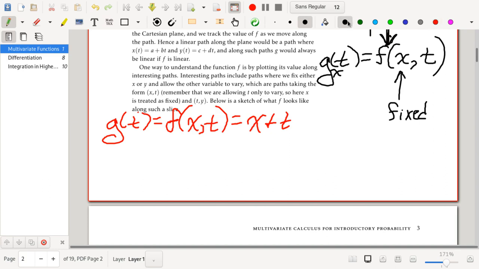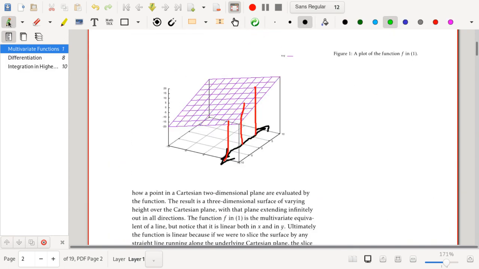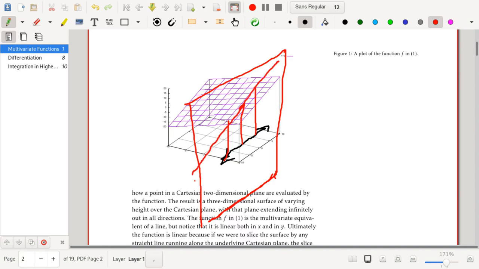So if we were to plot this function along the slice, we're going to have the t and g of t axes, and the y-intercept is going to be at x. So this is x, and otherwise it's just a straight line. And as we would change the slice, we would imagine this line moving either up or down, because our x value is either moving up or down. So another way you could potentially view this slice is that we've intersected our function with another plane, and we have tracked what this function looks like along that intersection. Maybe that's another way to think about what we're doing when we're slicing.